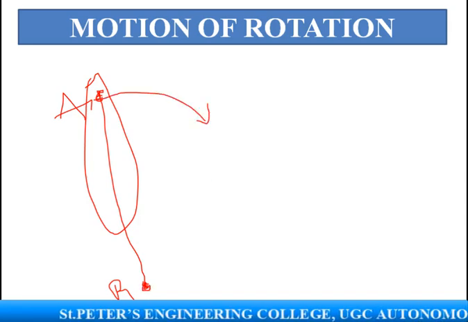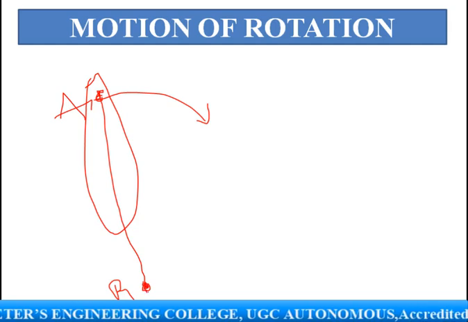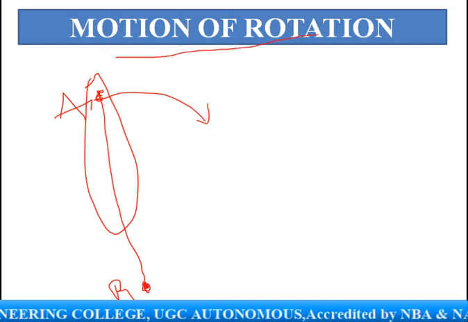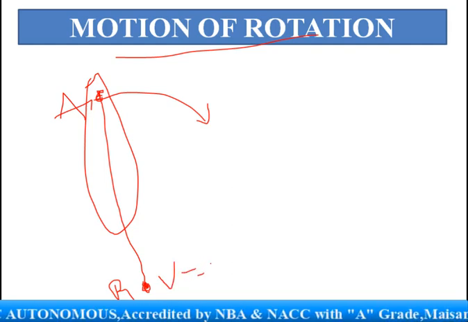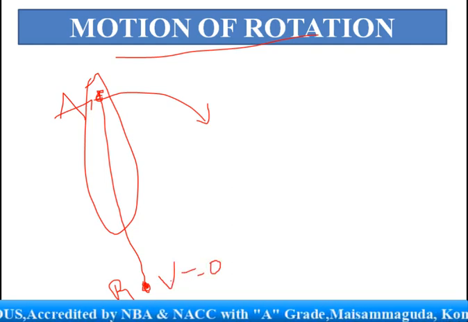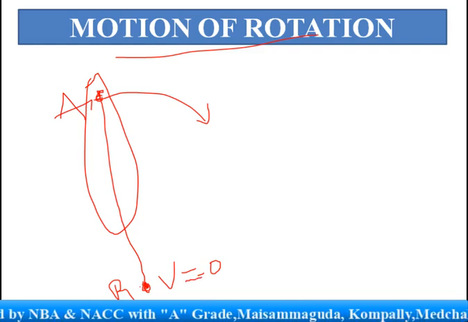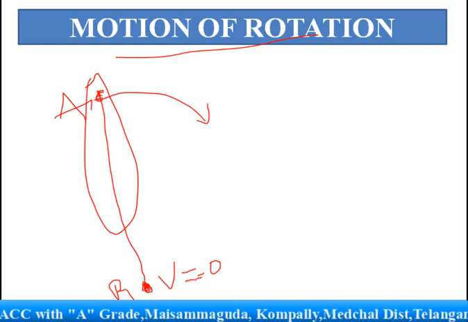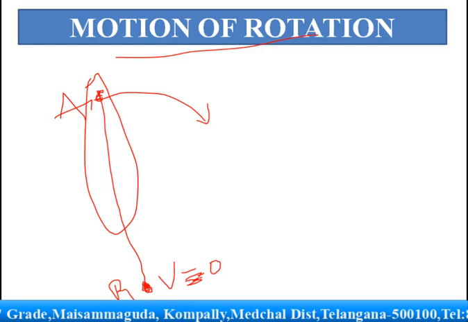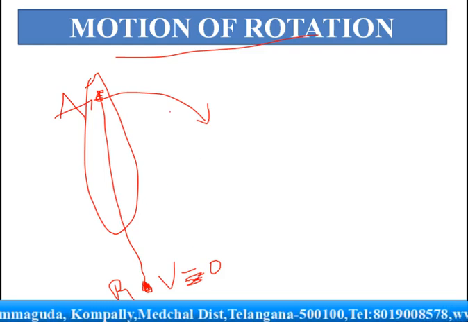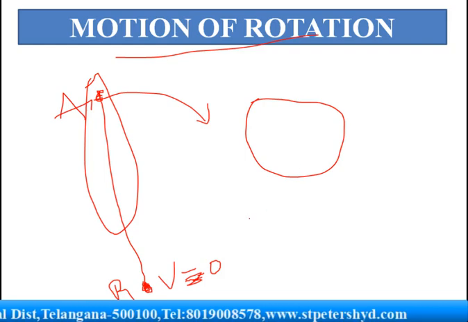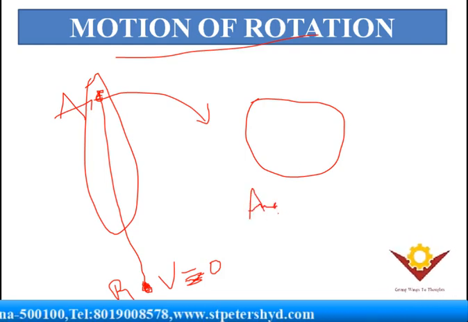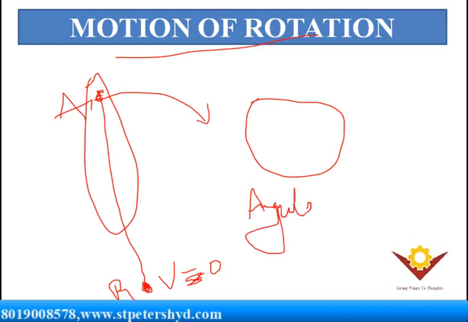For all the fixed axes in motion of rotation, we have zero velocity. We already saw this concept in the instantaneous center. So for all the axes of rotation, we have zero velocity. And when your body is rotating, we call it angular motion.